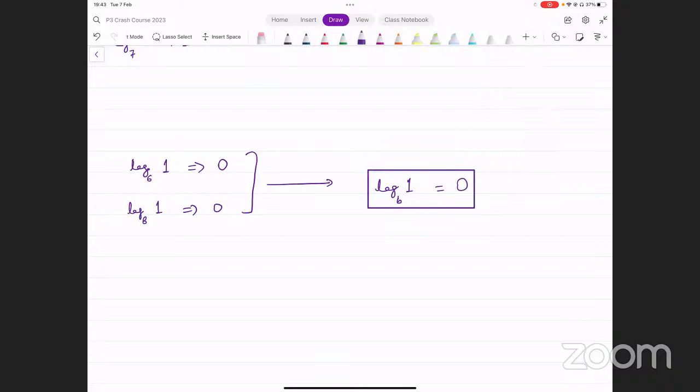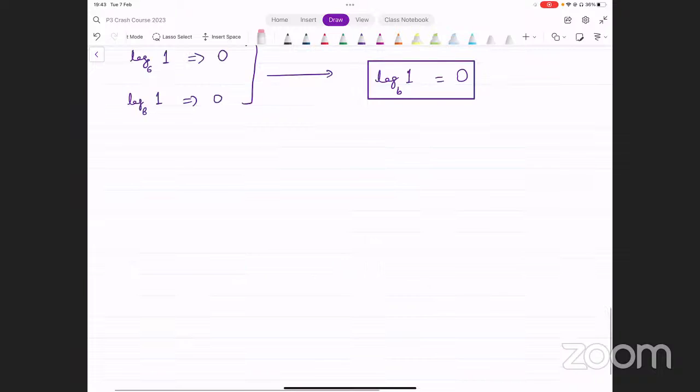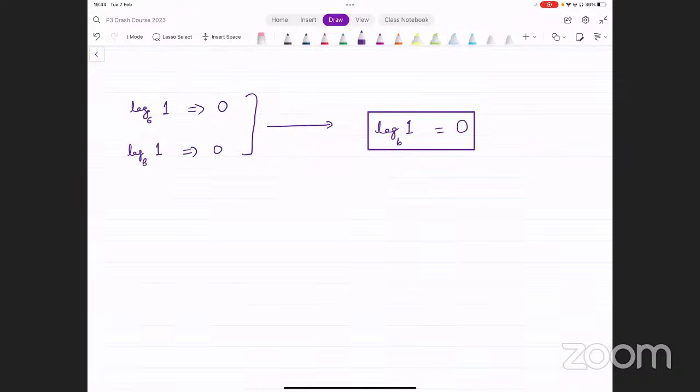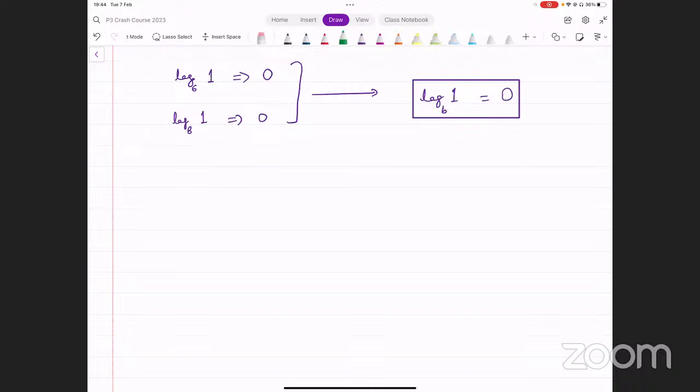So if both numbers are the same, if you've got A here and also A here, that results in 1. And if this number is 1, log of 1 turns out to be 0, no matter what the base is. All right? But there are some exceptions to these rules. Like for many rules, we have some exceptions, and they look like this.